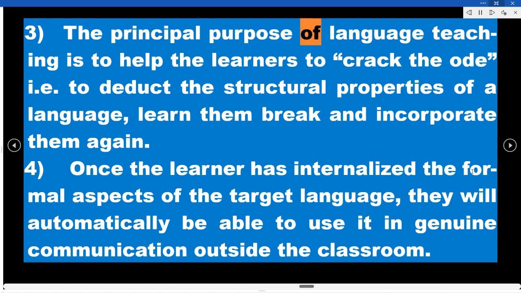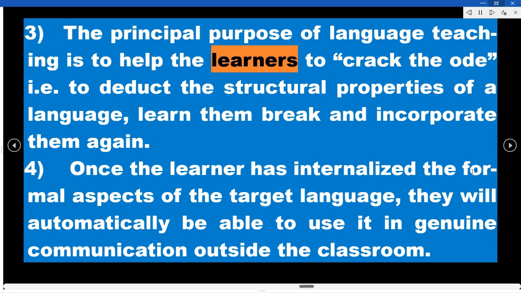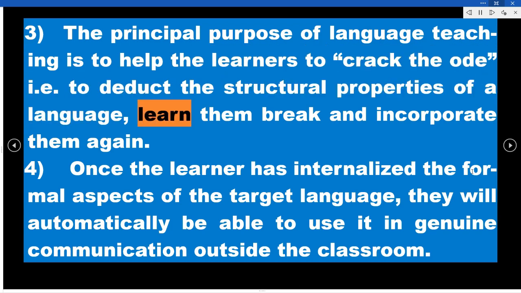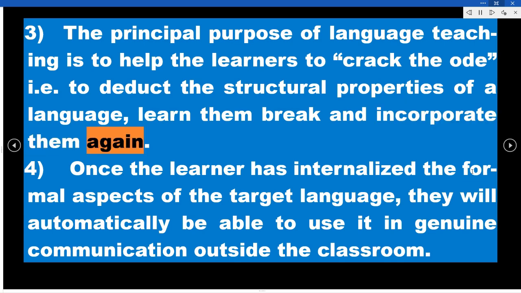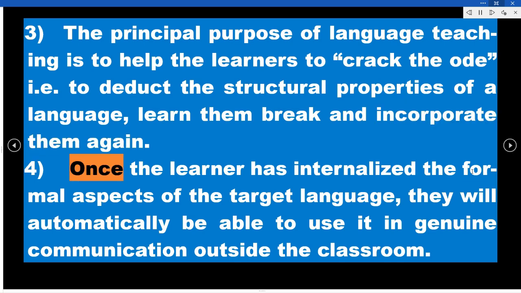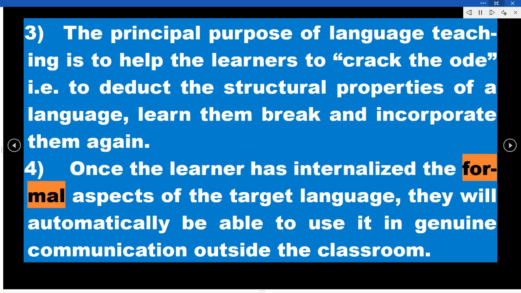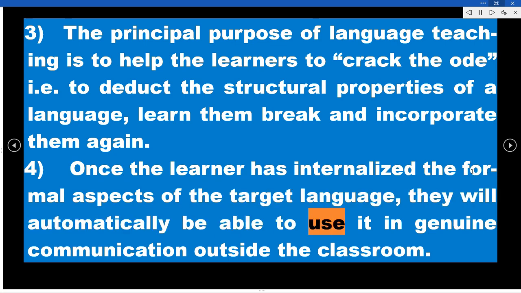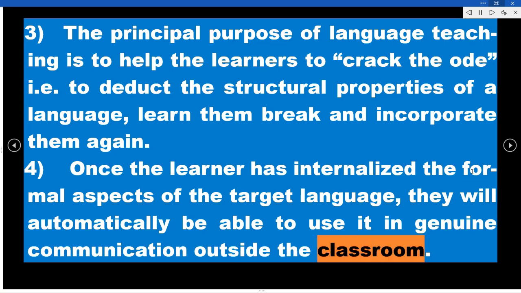3. The principal purpose of language teaching is to help the learners to crack the code, to deduce the structural properties of a language, learn them, break them and incorporate them again. 4. Once the learner has internalized the formal aspects of the target language, they will automatically be able to use it in genuine communication outside the classroom.